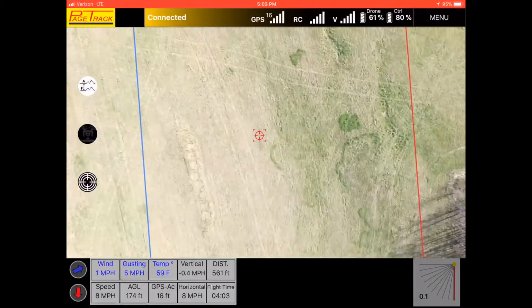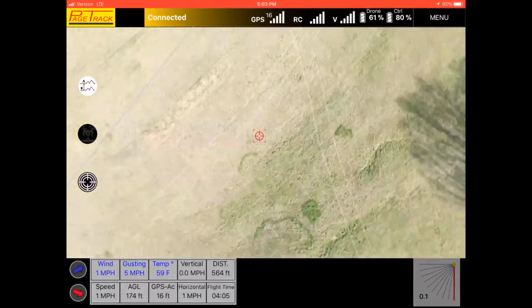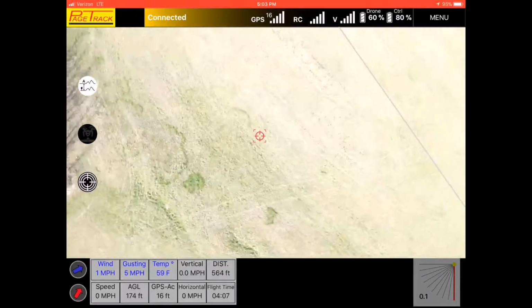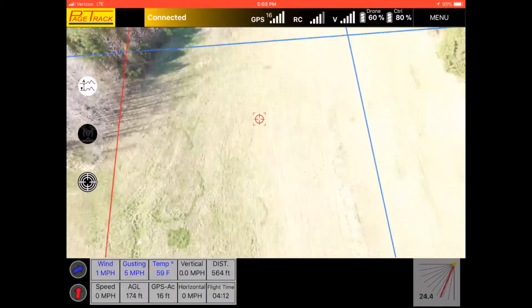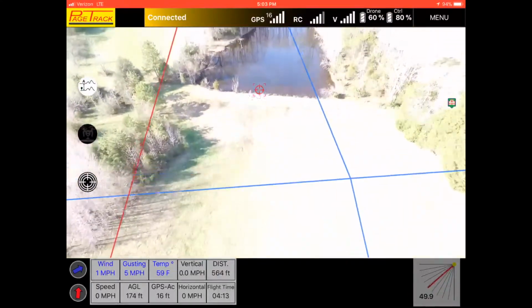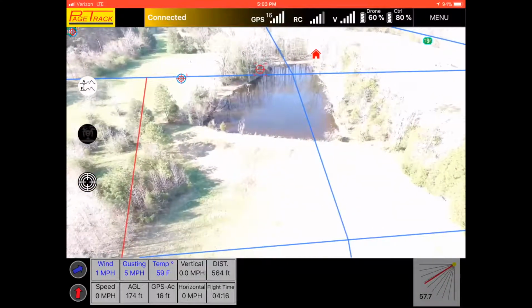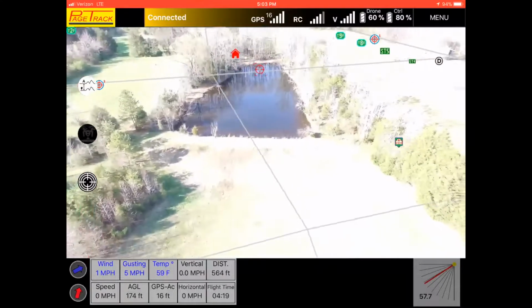AGL is the distance between the drone and the ground at the drone's current position. Most drone software shows you the altitude relative to the takeoff point, not to the ground underneath the drone. Here we see the pond, the dam, and the field.